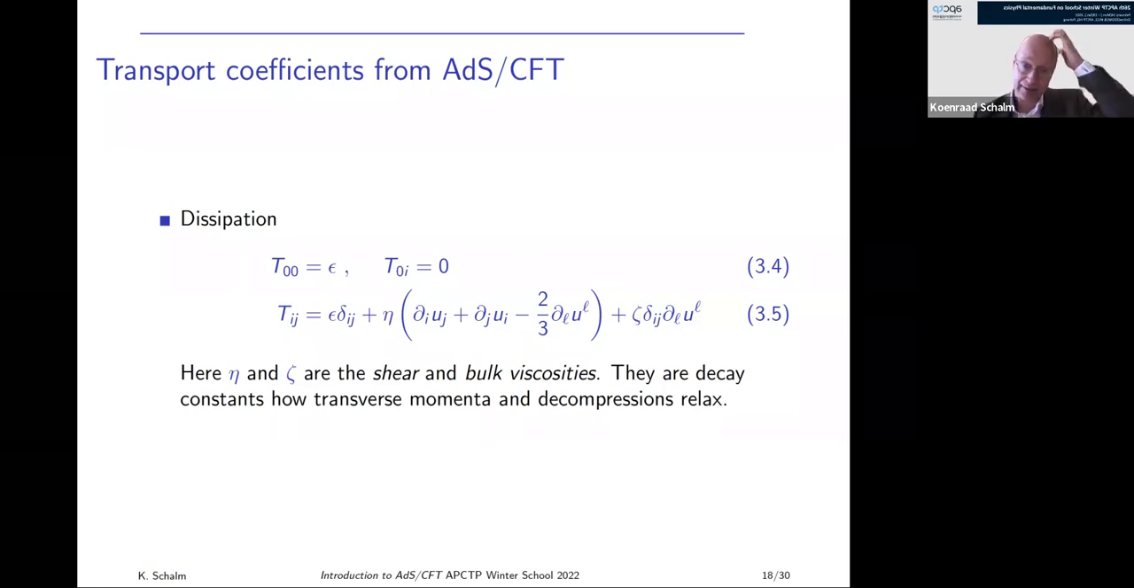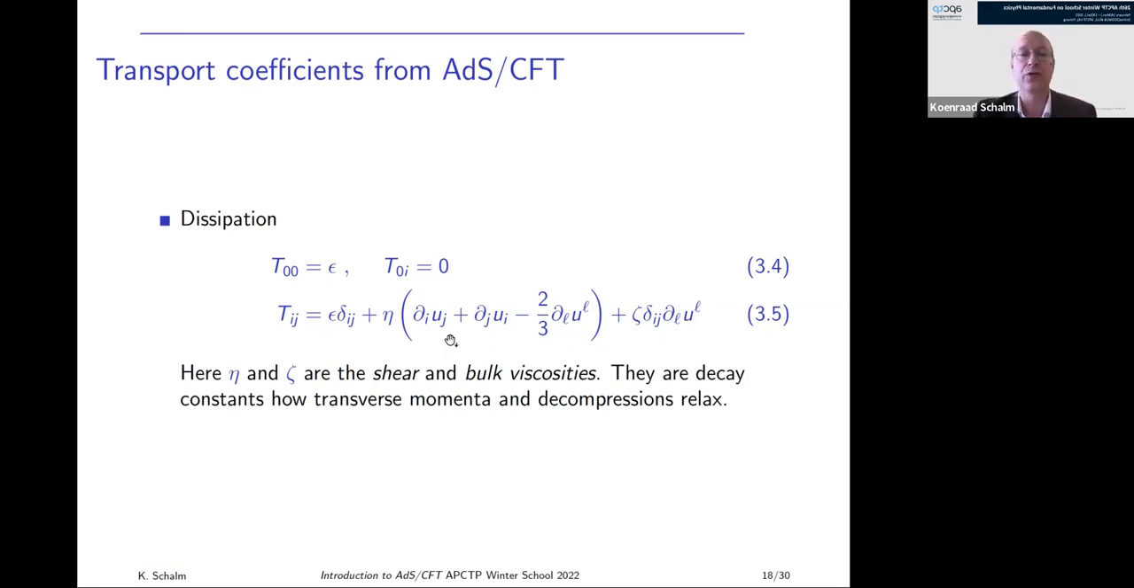And the way they now enter into the system is that if you put a small perturbation in the system, you can show that transverse momenta, right? In other words, if I put a small momentum in the x direction, it will relax in the y direction exponentially, with an exponential rate controlled by eta. This is the shear viscosity. Or you can have a decompression, which is just an overall pressure change, and this will also relax back exponentially, with an exponent controlled by the parameter zeta. So eta and zeta are called transport coefficients, and they're also decay constants of how transverse momenta and decompressions relax in the system.